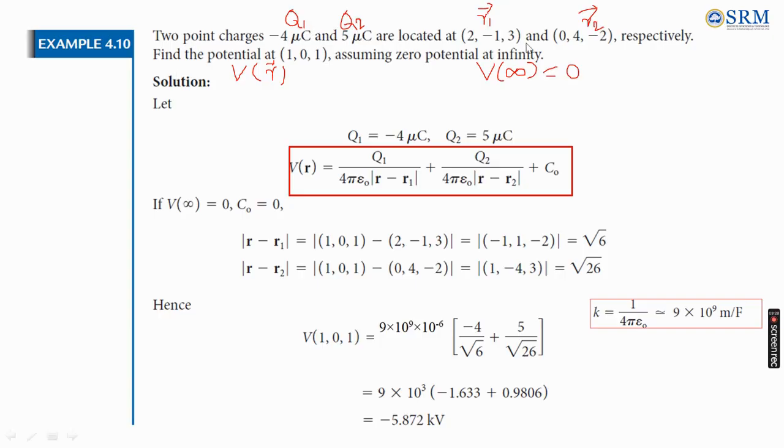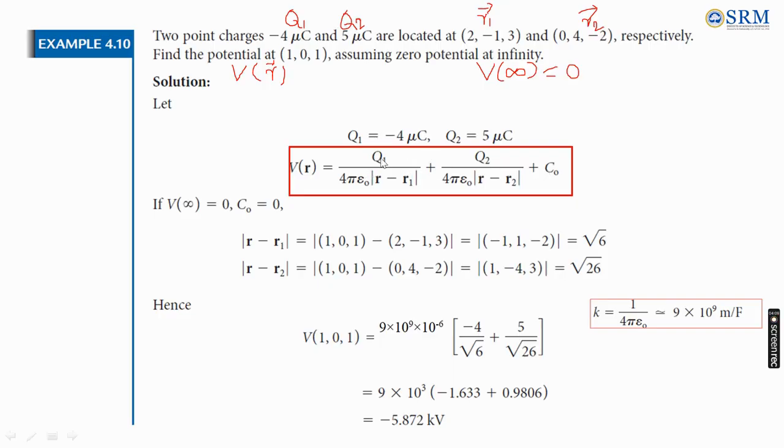Here two charges are given, located at position vectors r1 and r2. We are interested in finding the potential at this r vector, and we are going to assume that the potential at infinity is 0. We already know from the previous discussion that because of the superposition theorem, we can write V of r. If there are two charges, I can write q1 divided by 4 pi epsilon naught times the magnitude of r minus r1 vector, plus q2 divided by 4 pi epsilon naught times the magnitude of r minus r2 vector, plus one constant. This constant is 0 because the potential at infinity is 0. It is given in the question.